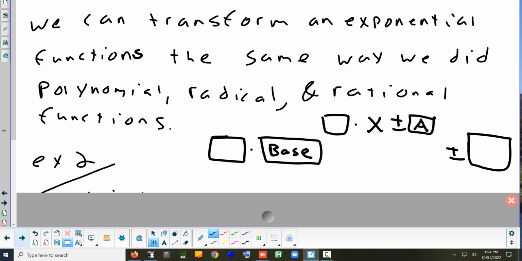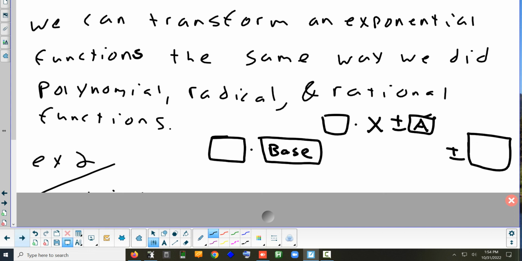And does anybody remember, is adding and subtracting a stretch, or is adding and subtracting a shift? What does adding and subtracting do? Yeah, that's a shift. We have two adding and subtractings. One is inside the exponent. The other one is on the end, outside the exponent. Does anybody remember what adding and subtracting inside does? Yep. So A is a horizontal.